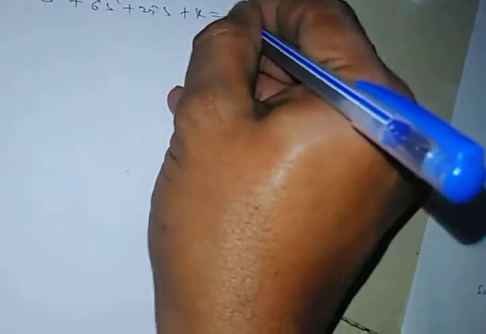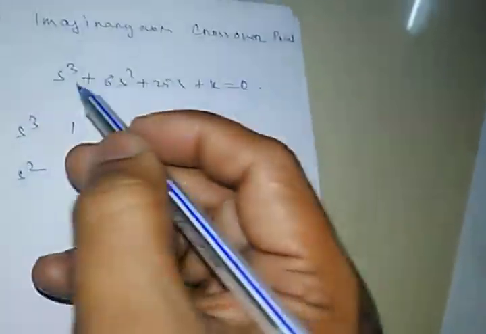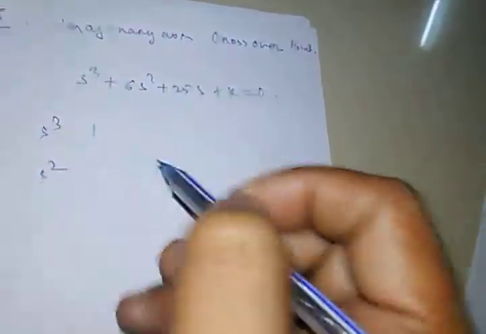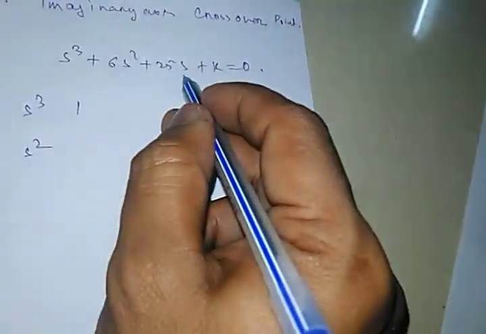So I apply the values: s cube plus 6s square plus 25s plus k equals 0. This is the characteristic equation. Apply the Routh array to this equation: s cube, s square. I write the first two terms, the corresponding odd power coefficients and even power coefficients. For s cube: 1, 25. So I write here 25, here 6, here k, and I will find the s1 row and s0 row.